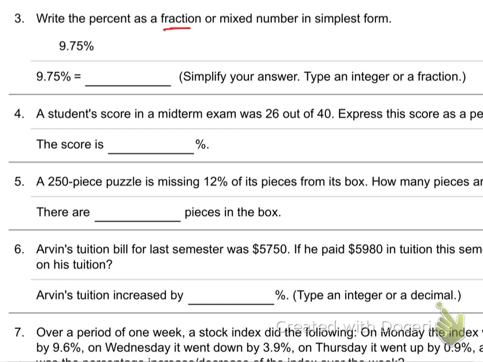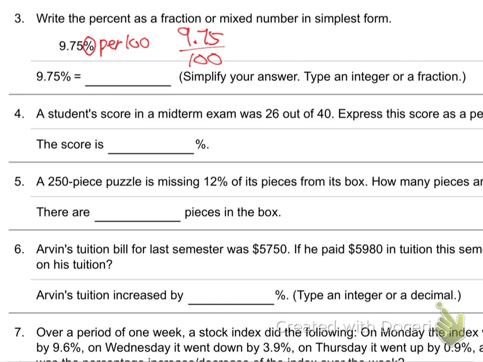What does this little percent symbol mean? Remember, it's not just decoration. That's always my line. It's not an ornament on the Christmas tree. It actually has meaning to it. What does it mean? It's per 100. Right? Percent is per 100. So in other words, this is 9.75 over 100. Right? Isn't that what that means?